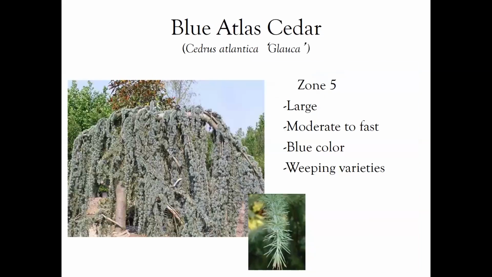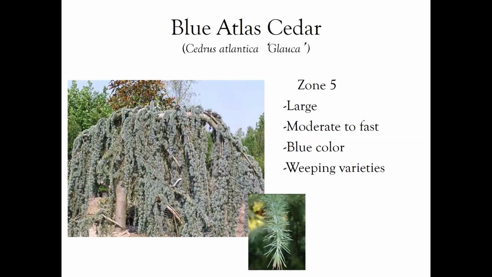Blue Atlas cedar, or Cedrus atlantica glauca. This is a zone 5. This is one of the true cedars. So the cedars that we typically grow in Utah, even Cedar City with all the cedars on the mountain, they are actually junipers. They are not true cedars. But Blue Atlas cedar is one of the true cedars, as well as Cedar of Lebanon. Both of these hail from that area and are lovely landscape plants.